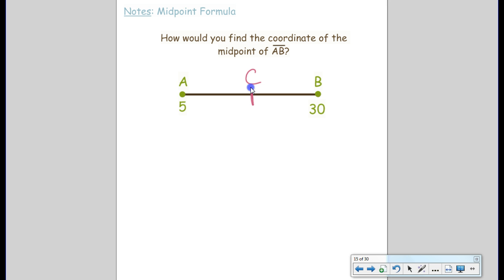If you had 2 test grades, you made a 90 and you made a 100, what's your average? 95. How do you get that? You add them up and divide by 2. So how do you find the middle of these 2 numbers? Well, you add them up and divide by 2. What's 35 divided by 2?